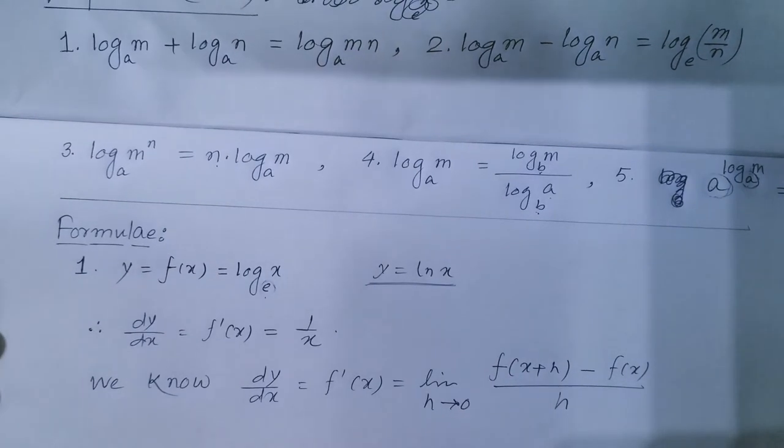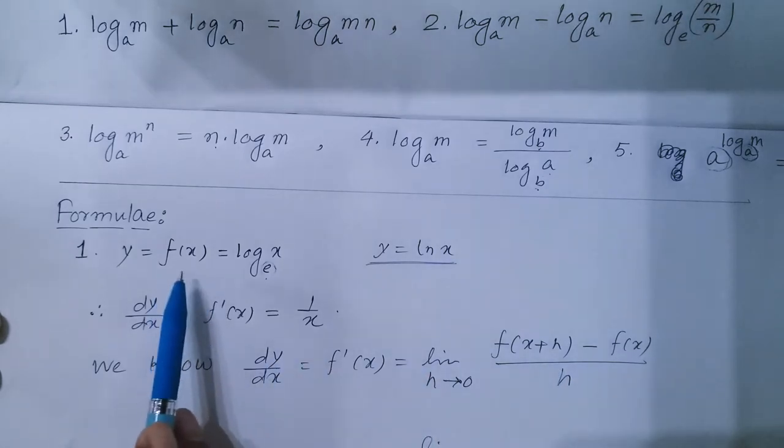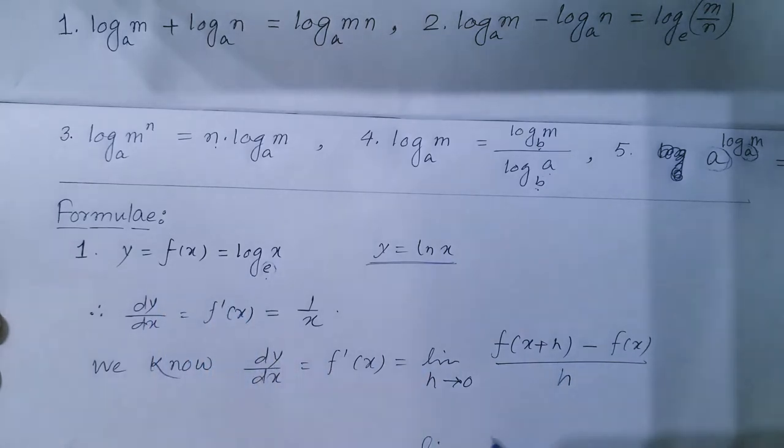Okay, then you just replace. This is equal to limit of h tends to 0. What is f of x plus h? You see, your fx is equal to log x, base e. So you write log of x plus h, you may write the base e here, minus simply log of x base e, divided by h.